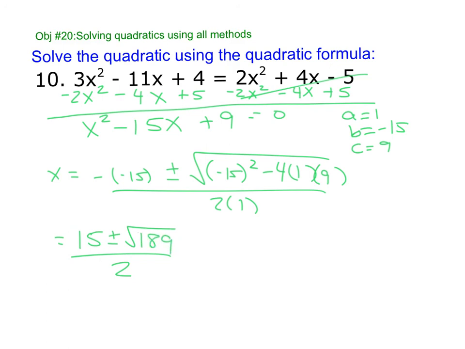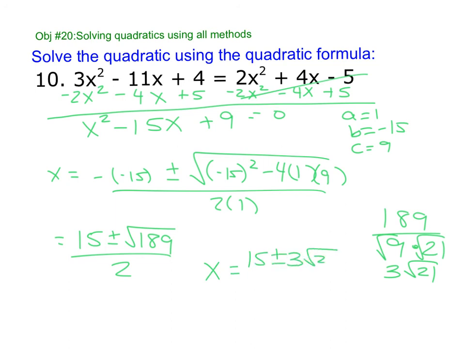Does that simplify? I think it does. You can divide that by 3. Ooh, 9. 189 divided by 9. Well, yeah, 21, because 9 goes into 18 and 9. So that's 9 times 21. Square root of 9 is 3. So we get x equals 15 plus or minus 3 root 21 all over 2. Now, can I simplify that? We can't do that because 15 is odd and 3 is odd. So we're just going to leave it like that and we're done.